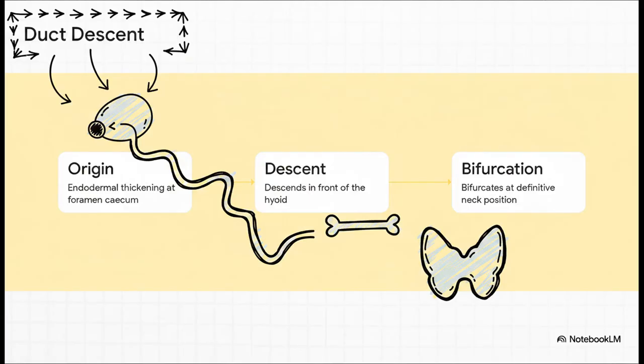Let's rewind the clock to embryogenesis for a second. The thyroid is actually the very earliest glandular tissue to develop in a human. It starts as an endodermal thickening way up at the base of the tongue around the 3rd week of life. That exact site of origin is marked by the foramen caecum. From there, it forms the thyroglossal duct, which descends down the neck, loops right in front of the hyoid bone, and finally bifurcates at its definitive position in the neck by the end of the 7th week.